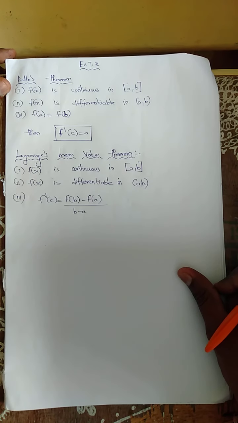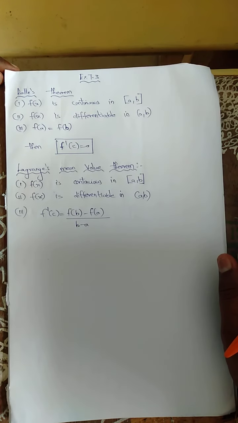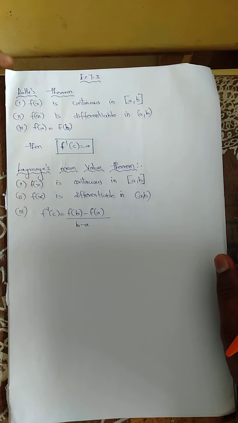Okay students, next we are going to move towards exercise 7.3. In exercise 7.3 we are going to study two important theorems. One is Rolle's theorem and another is Lagrange's mean value theorem. These two theorems we are going to use to derive this sum. Very easy only, but we want to learn the few concepts here.